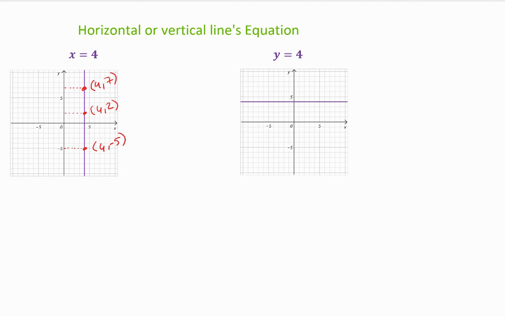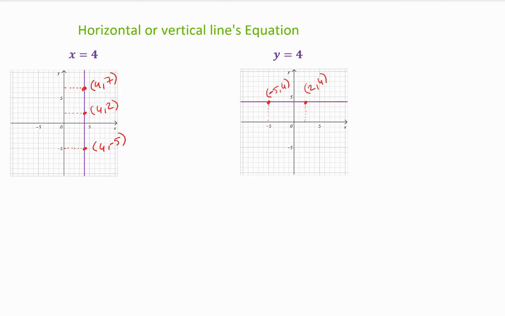Similarly, y equals 4. This is a purple line, as you can see. When I choose one point, let's say this point is negative 5 and 4. Another point on the line, we have x equals 2, y equals 4. On this line, every point has y value 4, but the x value is changing.